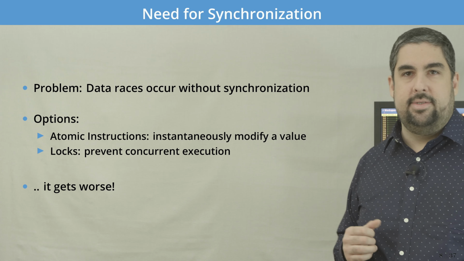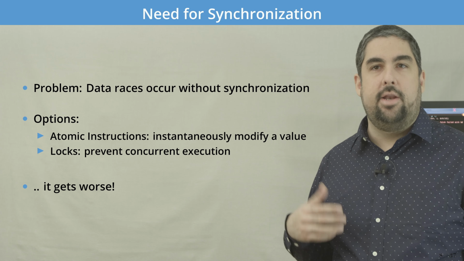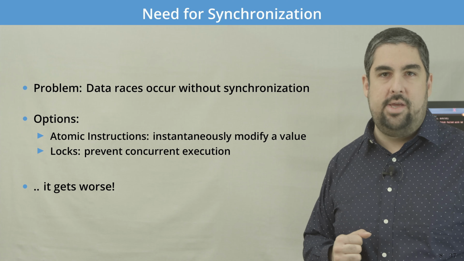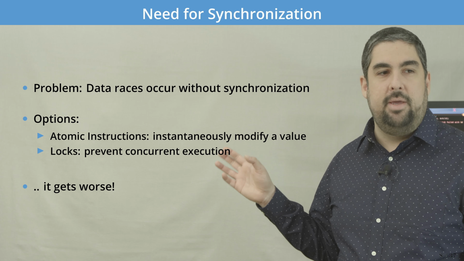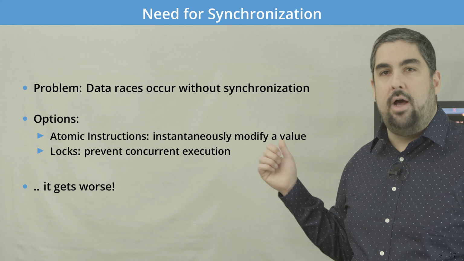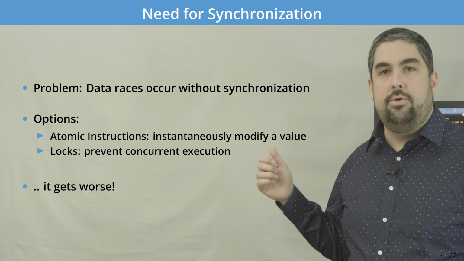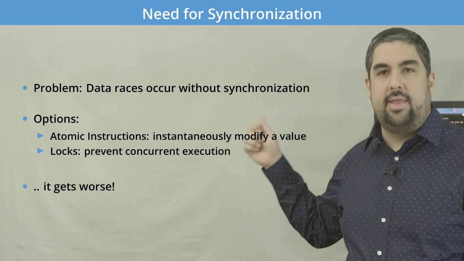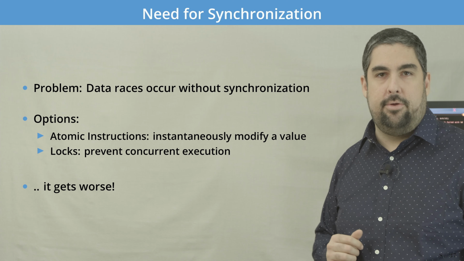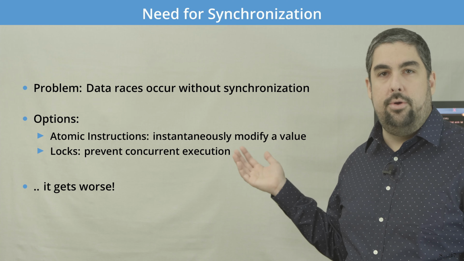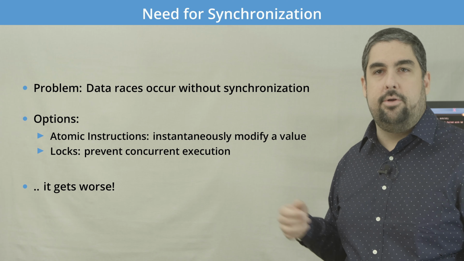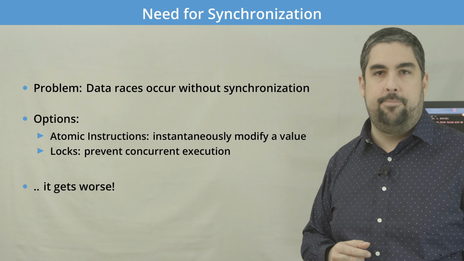The problem is that data races can occur if we don't have some kind of proper synchronization. And broadly speaking, there are two options for you. The first is atomic instructions, where we use a processor feature to ensure that that operation happens instantaneously from the perspective of other threads. And two, we could use locks to prevent the concurrent execution of a particular code path between two threads.